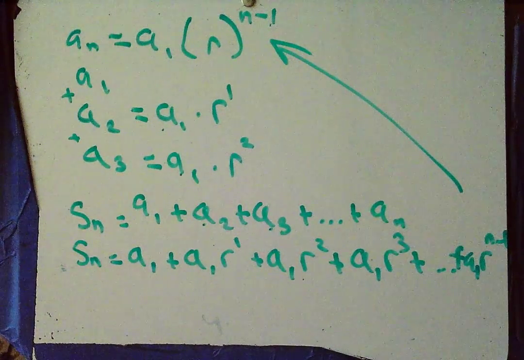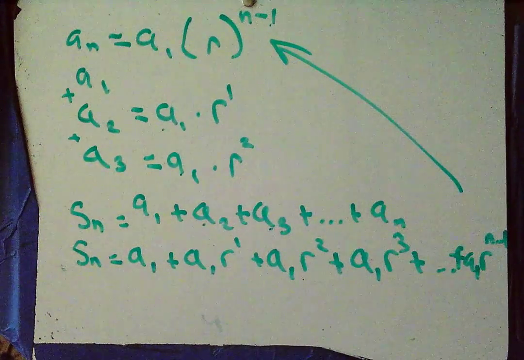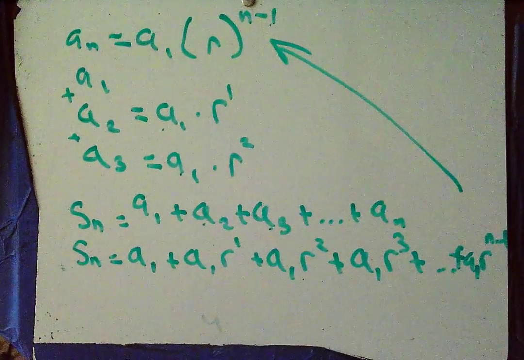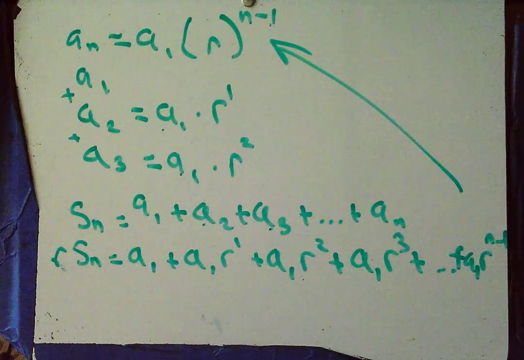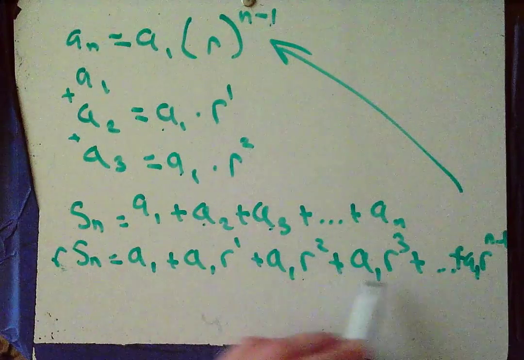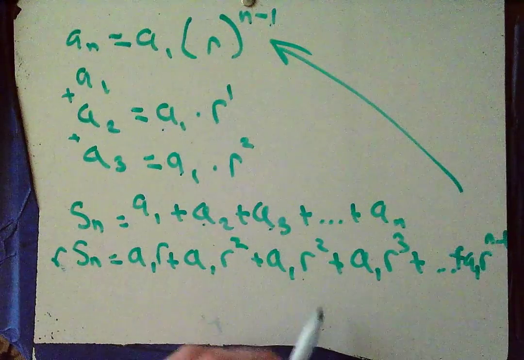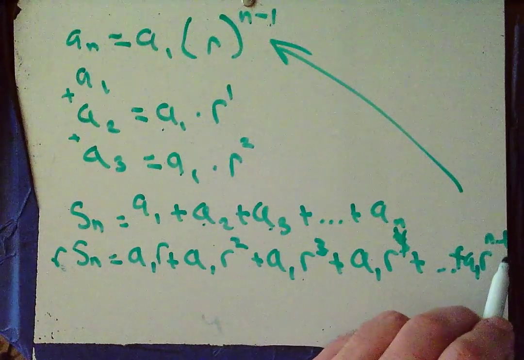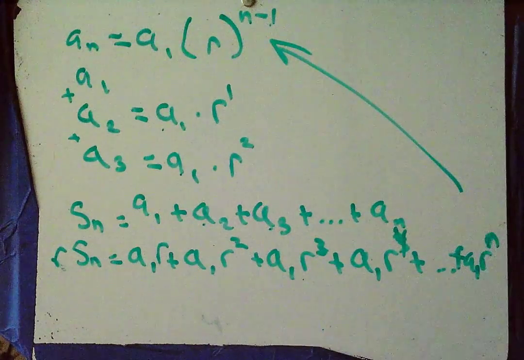Now, I want to do something that is not very intuitive. I want to multiply both sides of this equation by r. So if I multiply by r here, I just get r times the sum of n things. And over here, when I multiply by r, this is going to have an r to the first. This will be r to the second. This will be r to the third. This will be r to the fourth. And when I multiply by r here, that's going to add 1. And so I just have r to the n over here. Okay, now what can we do?